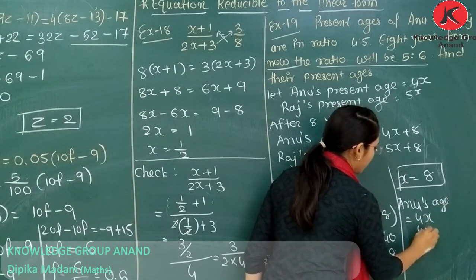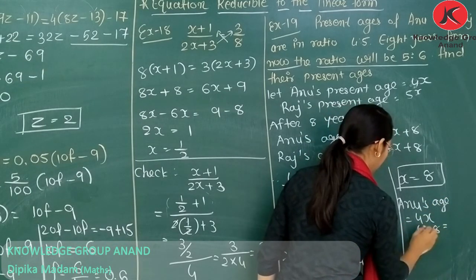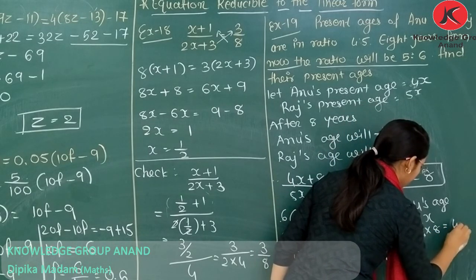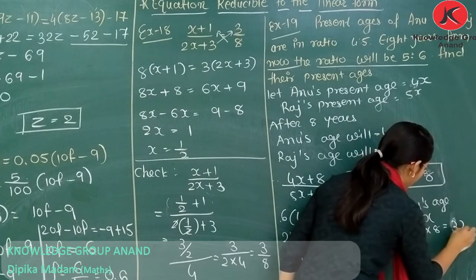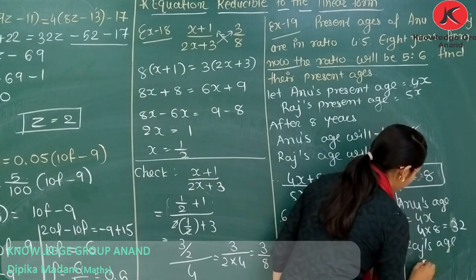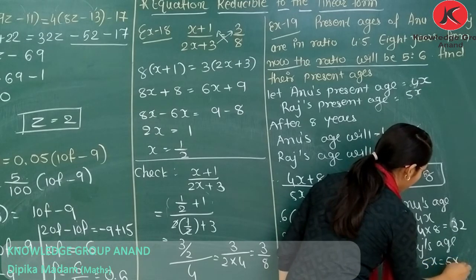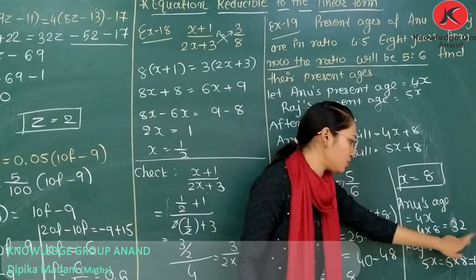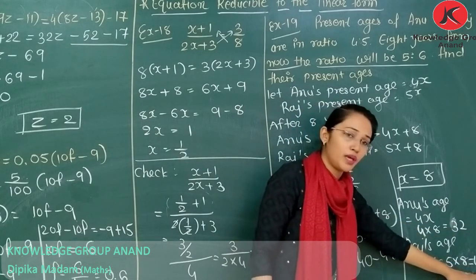Now what is Anu's age? 4x, 4 into 8, 32, and Raj's age, that is 5x, 5 into 8, 40. Okay, so Anu's age will be 32 years and Raj's age will be 40.